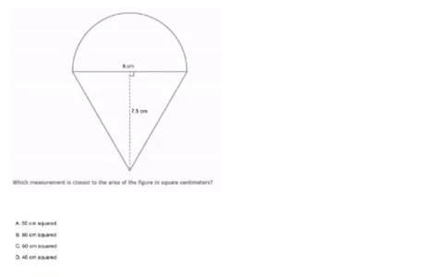Which measurement is closest to the area of the figure in square centimeters? So we have a composite shape area question here. And there's actually two shapes involved in this composite shape. The first is we have this triangle. And it's right here. So we could solve for the area of this triangle.